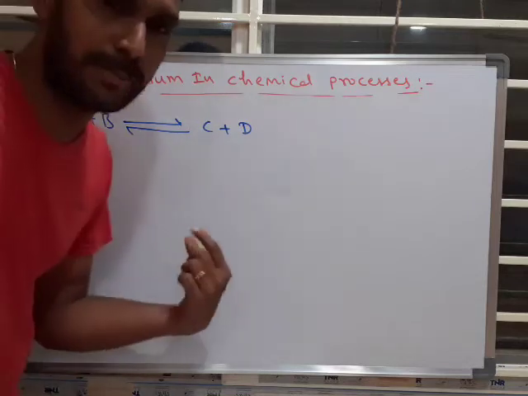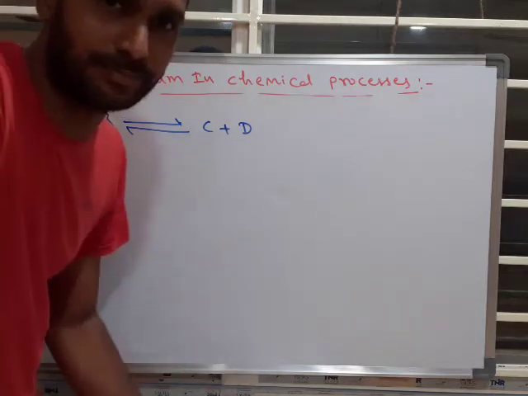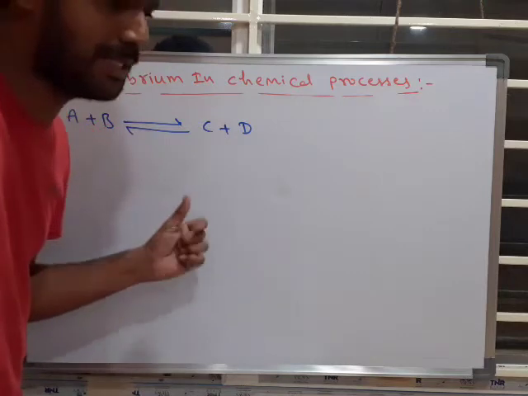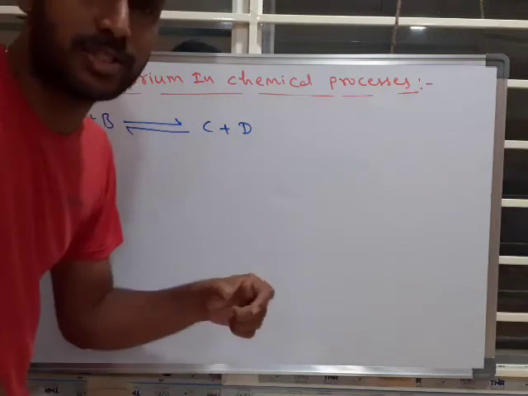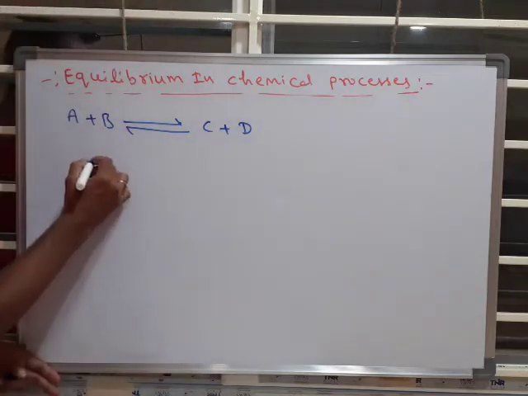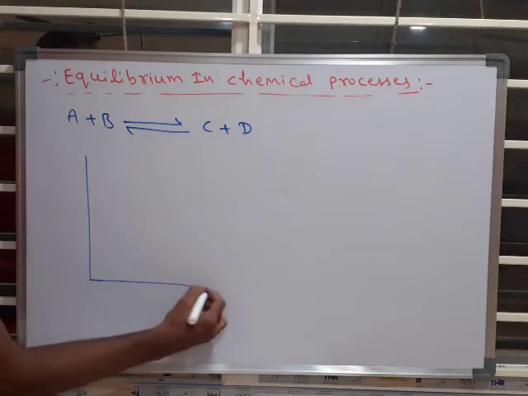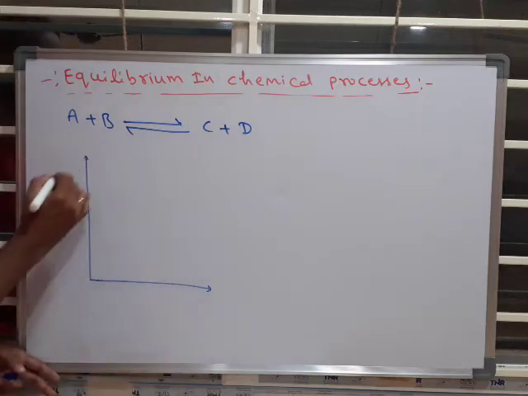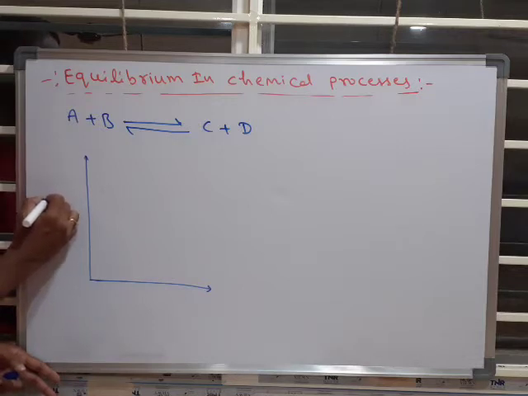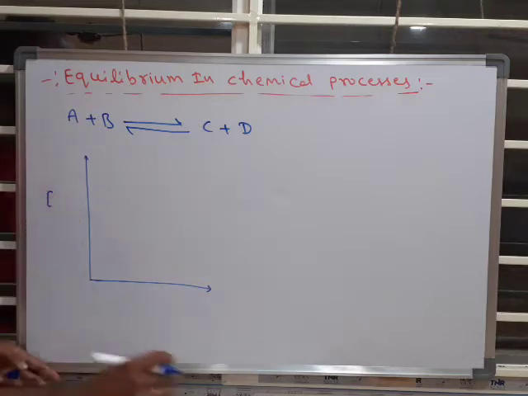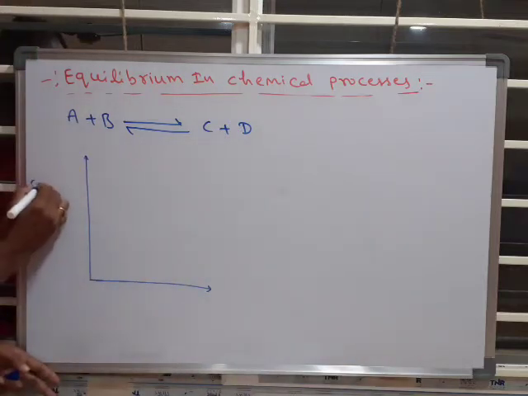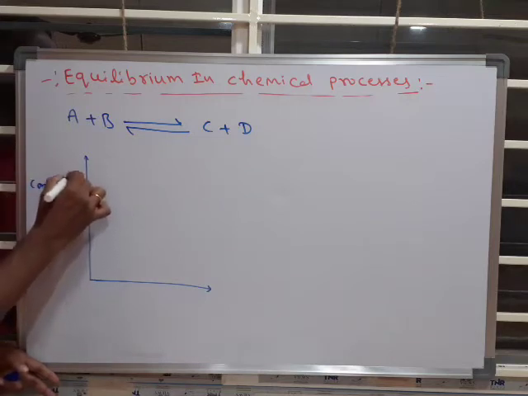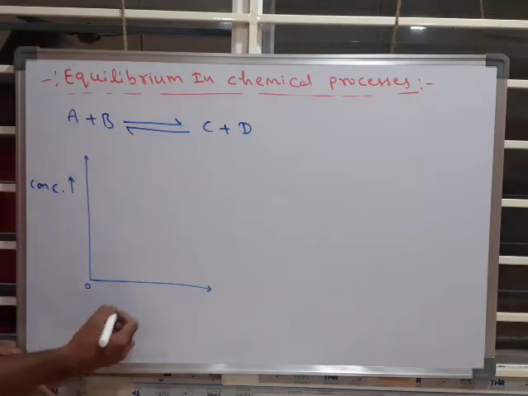Because at 0 time there is A plus B, there is no C plus D. Okay, so as time goes on, the concentrations of A and B decrease and the concentrations of C and D increase. Let's see. I am giving the concentration of reactants. Okay, we are writing concentration on the y-axis, and on the x-axis we are taking the time.